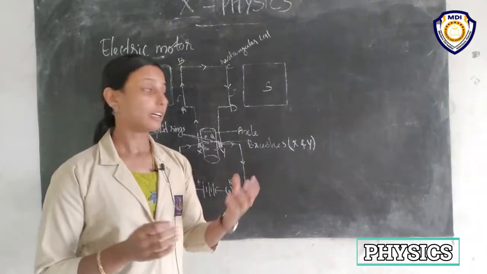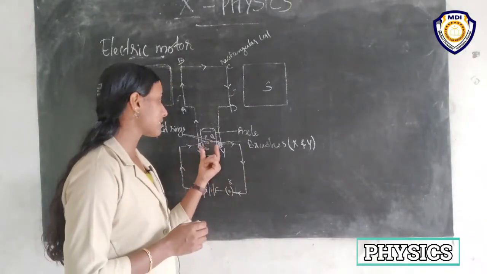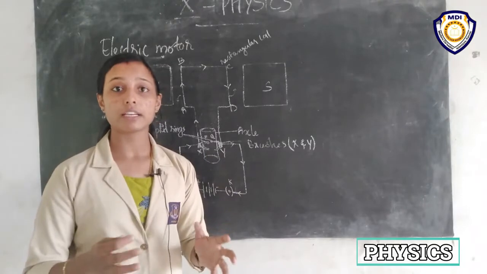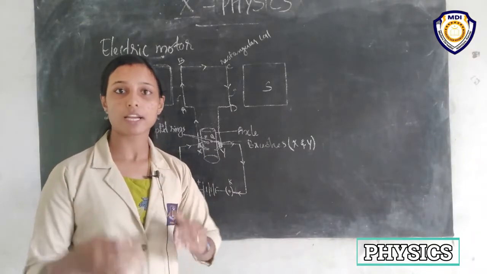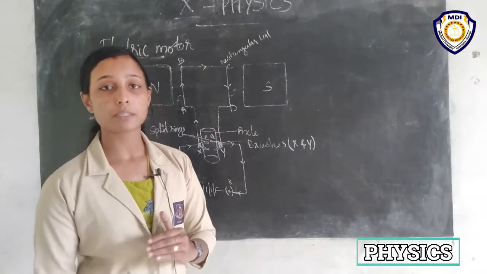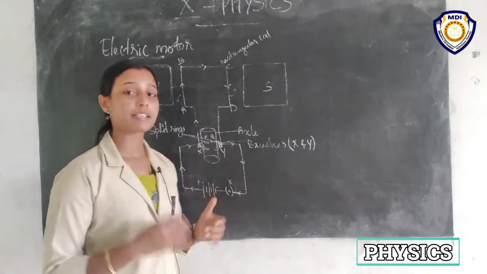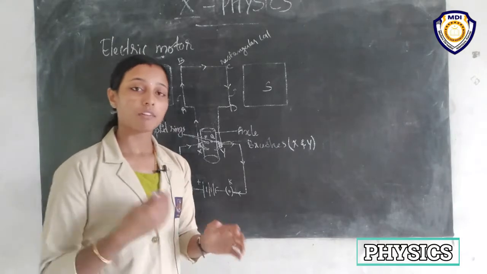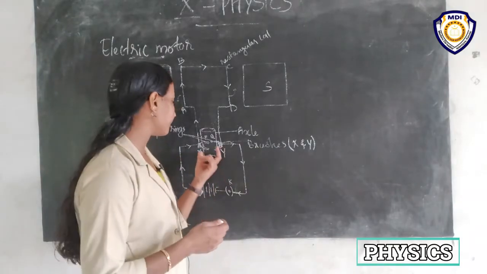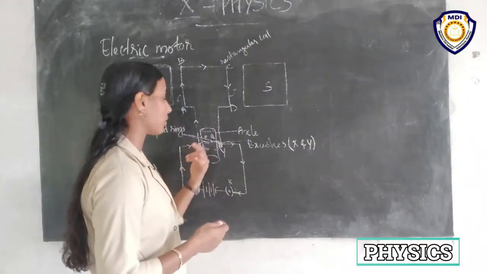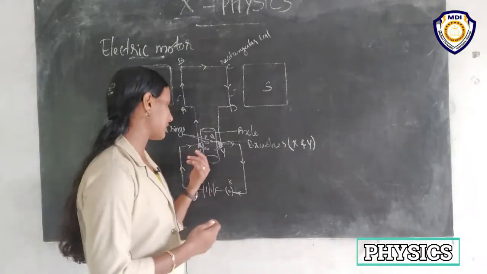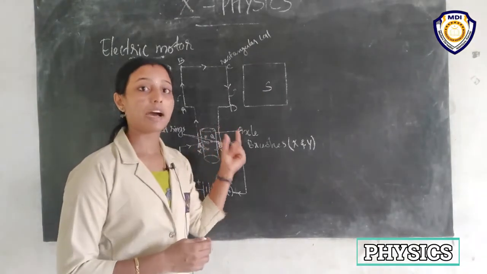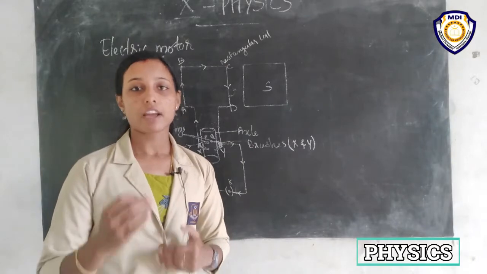Whenever these split rings rotate, there is a chance of getting sparks. So to avoid those sparks, we use graphite. If we use metals, sparks will form quickly. So to avoid those sparks and to ensure the smooth flow of electric current and the smooth rotation of this armature, we use graphite brushes.